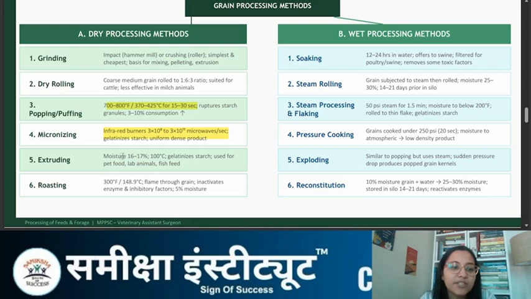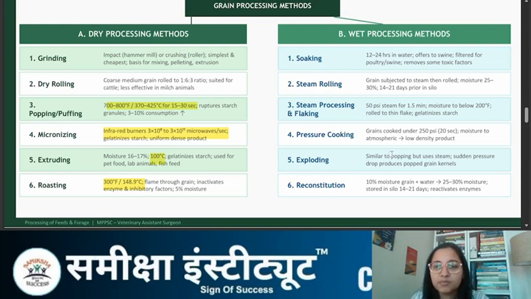Then extruding: moisture is 16 to 17% and temperature is 100 degrees Celsius. It also gelatinizes starch. It is used for pet food, lab animals, etc. Then roasting: 300 degrees Fahrenheit or 148.9 degrees Celsius. It is done using flame. It inactivates the enzymes and inhibitory factors. So there is 5% moisture. After extruding, the moisture level will be 16 to 17%, and after roasting, since the temperature is very high, the moisture level will reduce to 5%.